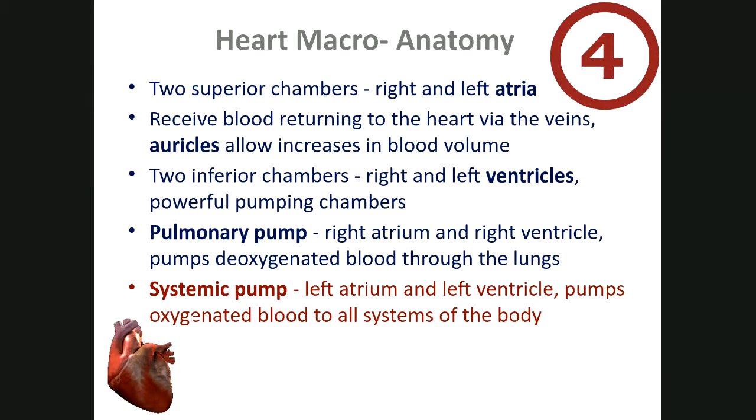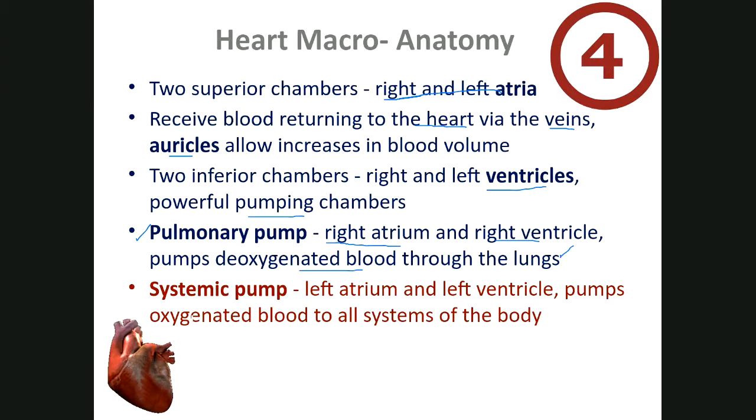The 2 superior chambers are called atria. They're receiving blood to the heart via veins. We've got these little bags that sit on top of the 2 atria, and they're called auricles. The 2 inferior chambers are called ventricles, and they're powerful pumping chambers. They pump the blood in 2 systems. One is called the pulmonary pump, and this is located in the right atrium and the right ventricle, and this is pumping deoxygenated blood to the lungs.